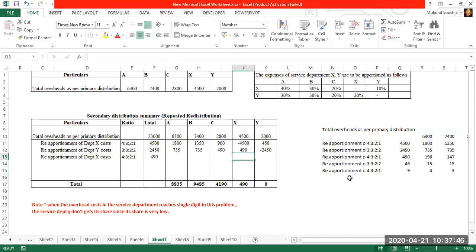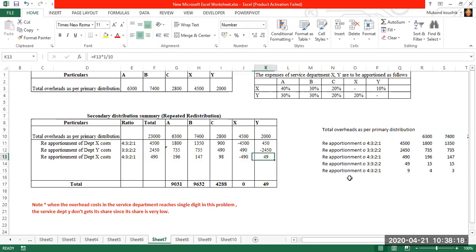So this entire 490 will be allocated. For department A it will be 490 into 4 by 10. Then for department B it will be 490 into 3 by 10. For department C it will be 490 into 2 by 10. Then again for department Y it will be 490 into 1 by 10. So this is how you do allocation.